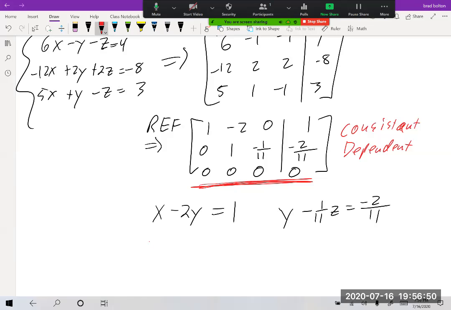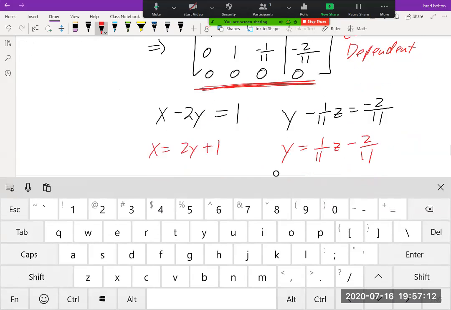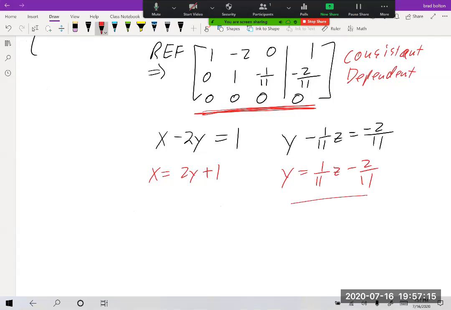Okay, so now we're going to say that x is equal to negative 2y plus 1. So I just moved, oops, plus 2y, sorry about that. I added the 2y over to the other side. And here I'm going to say y is worth plus 1/11th z minus 2 over 11. So we're saying that if you tell me z, I can find y. But I also want x written in terms of that. So here I have x equals 2 times y, but we just said that y is worth 1/11th z minus 2 over 11, plus 1.